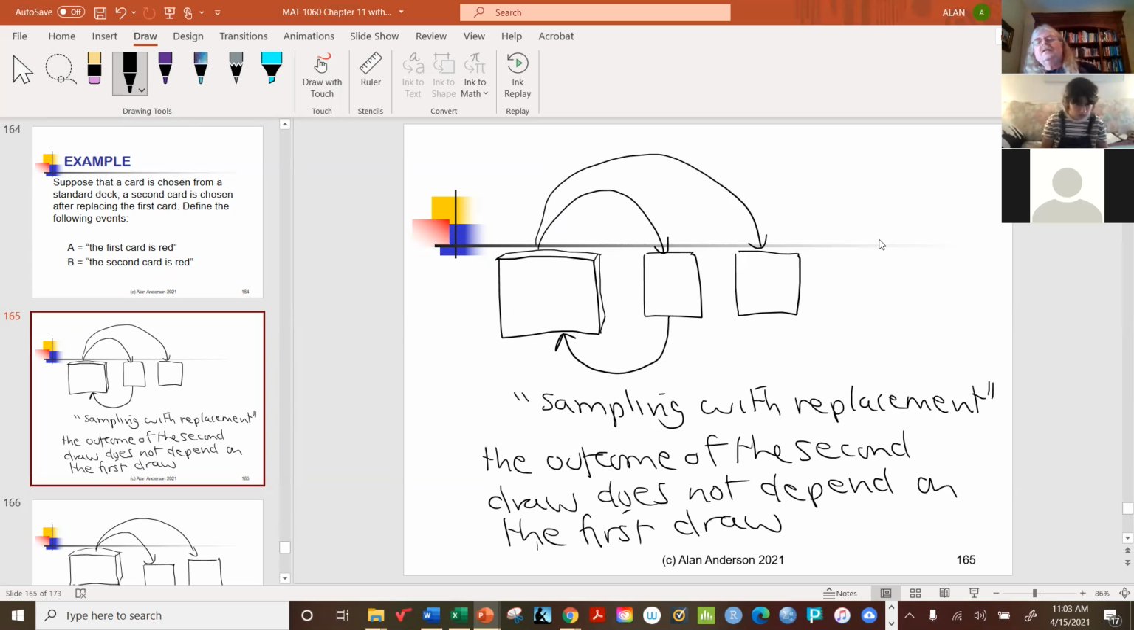So we call this, technically, and you don't have to remember this, sampling with replacement. And it implies that the outcome of the second draw does not depend on the first draw. Because again, the entire deck is intact when we pick the second card. So that's what just happened here with our experiment. We've got two cards, but we picked one, put the card back, and picked another one.